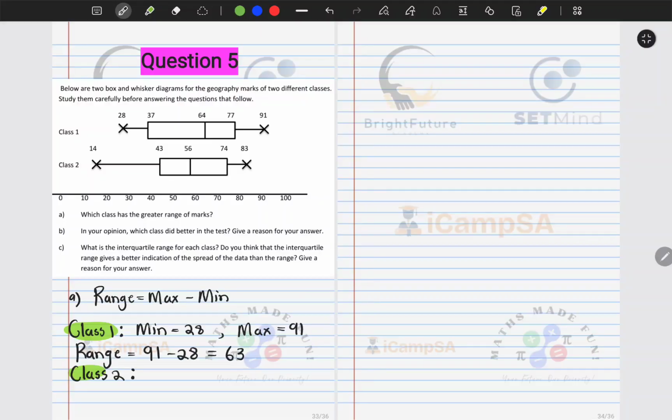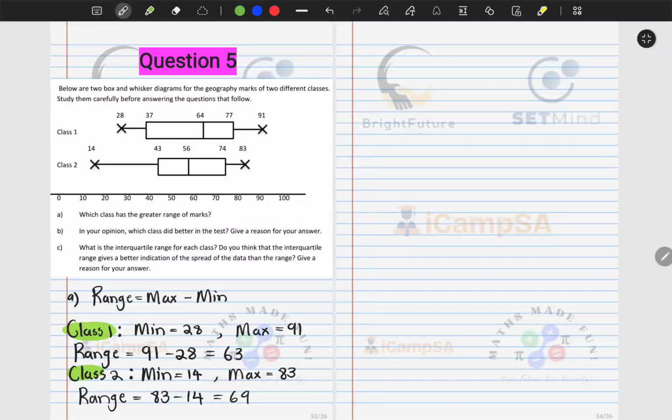So if you look at class number 2, you will see that the minimum is 14 and the maximum is 83. So the range of class number 2 will be 83 minus 14. Let's double check. So we have 83 minus 14, which becomes 69. Okay.